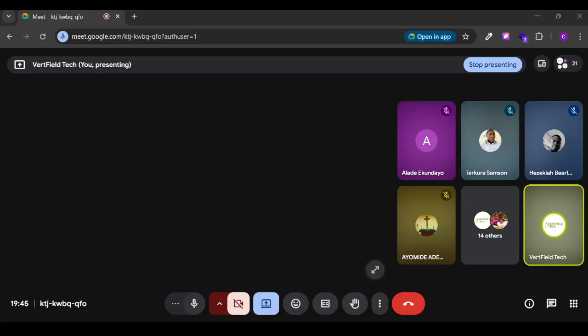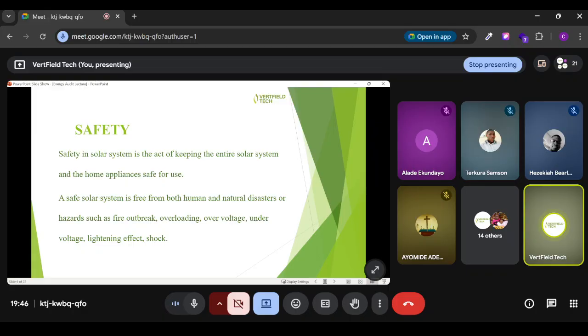All right, let's now talk about safety as we promised you. Safety in a solar system is the act of keeping the entire solar system and your home appliances safe. Not just your solar system, not just your home appliances, even you, the user, or your client who is the user, you have to keep it safe for all of them. So a safe solar system is free from both human and natural disasters or hazards such as fire outbreak, overloading, overvoltage, undervoltage, lightning effect, and shock. All of these are the things that your safety would help you prevent against.